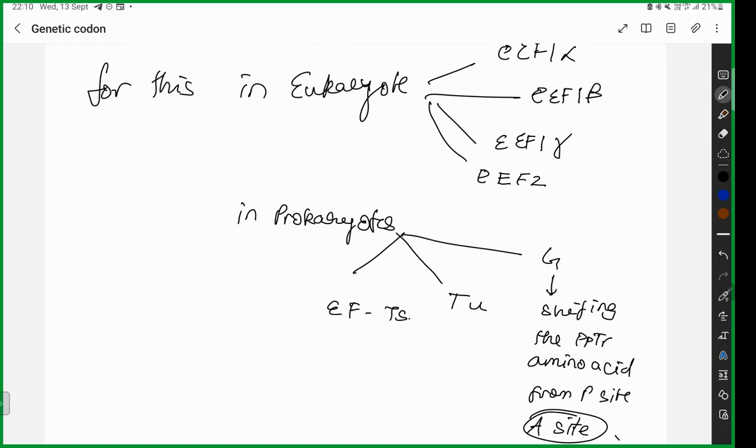Till this point, just understand how many ATPs and GTPs are utilized. Till now, we have utilized 2 ATPs for activation of the amino acid, and 2 GTPs: 1 GTP used at the entry site and 1 GTP used in the translocation.